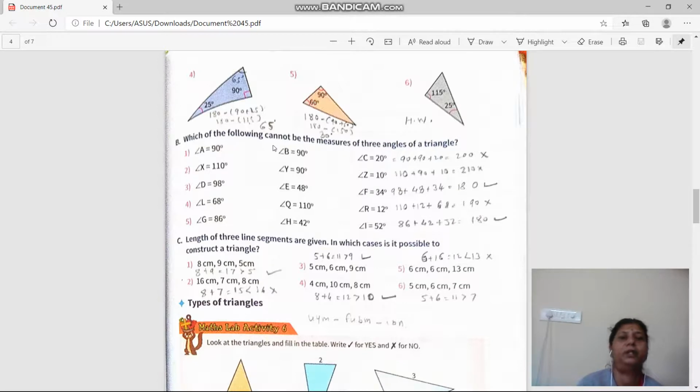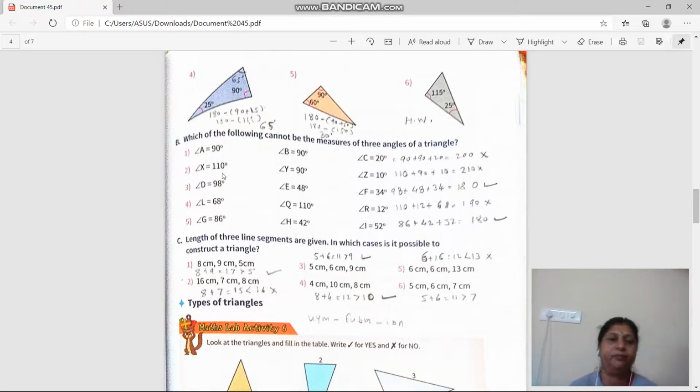Now see example B. Which of the following cannot be the measures of the three angles of a triangle? See, what is our property of a triangle? That the addition of angles of a triangle is 180. If it is 180, then this is a triangle, and if it is not, then it is not a triangle. So see here, 90 plus 90 plus 20. If we add 90 plus 90, we get 180. 180 plus 20 is 200. So it is not the sum, right? So it is wrong.